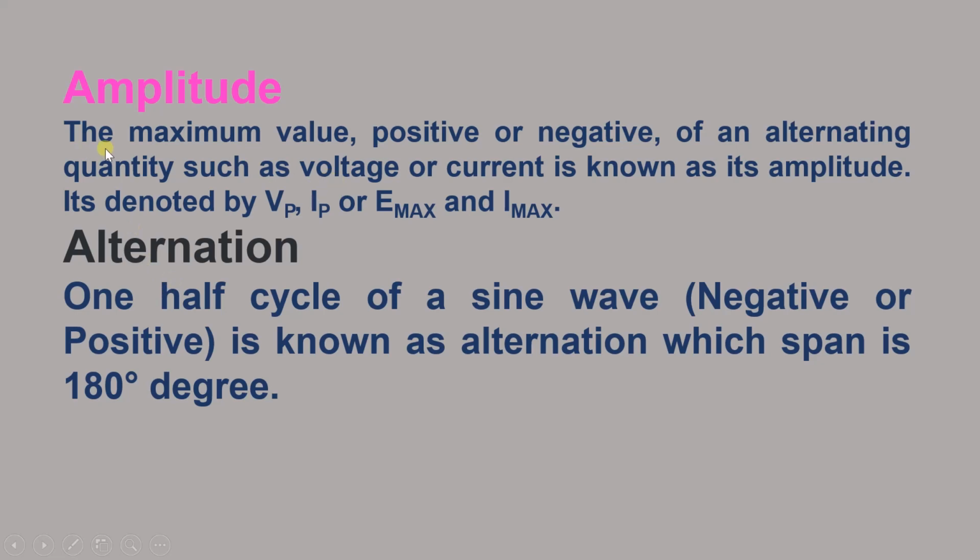Then amplitude. What do you mean by this? The maximum value, positive or negative, of an alternating quantity such as voltage or current is known as its amplitude. It is denoted by Vp, Ip, or Emax or Imax. Then alternation. One half cycle of a sine wave, whether negative or positive, is known as alternation, which spans 0 to 180 degrees.